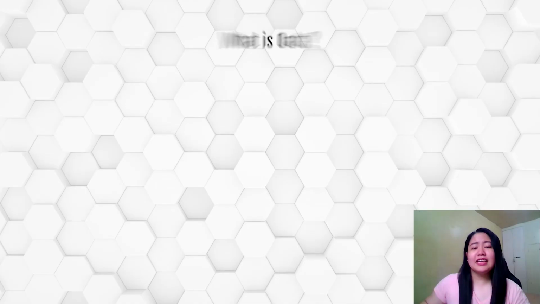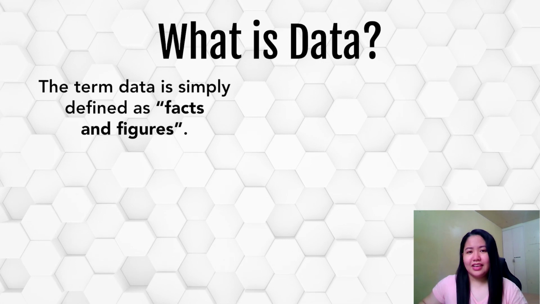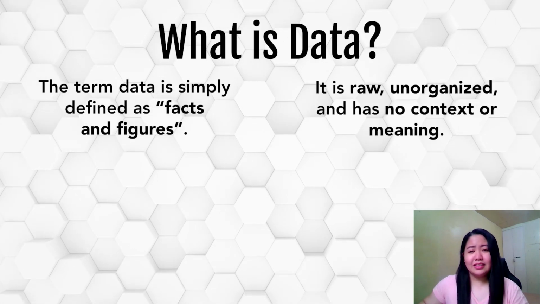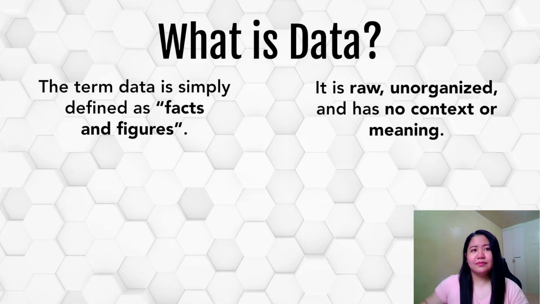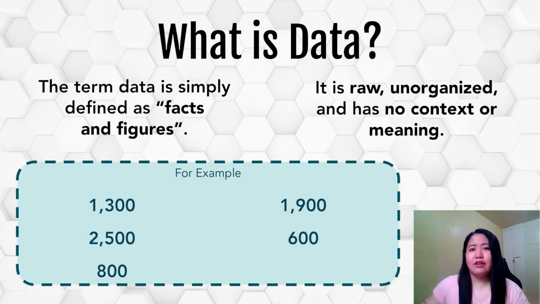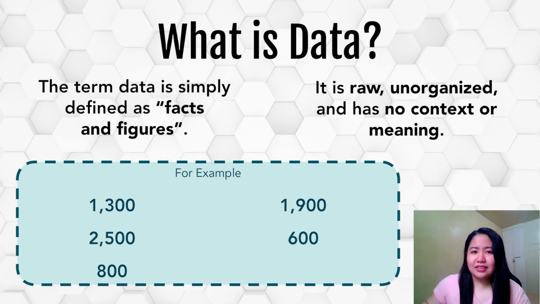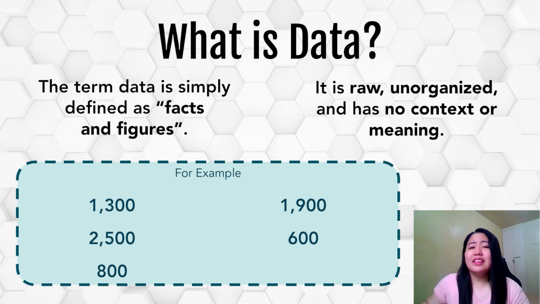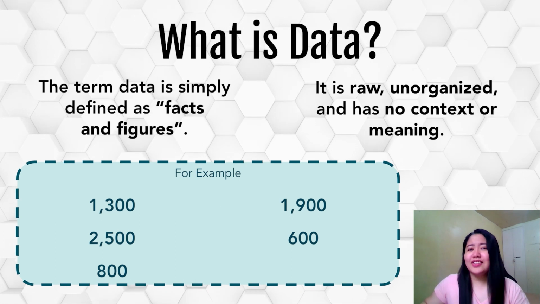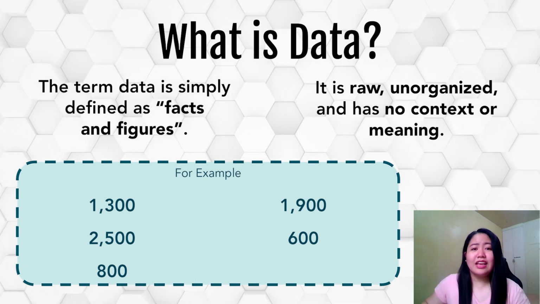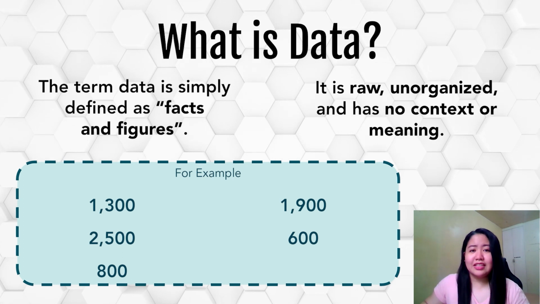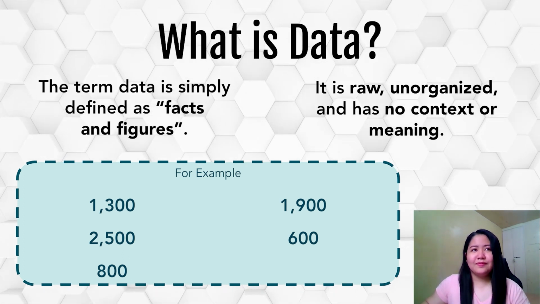What is data? The term data is simply defined as facts and figures. It is raw, unorganized, and has no context or meaning. To understand this further, let's take a look at these numbers. These numbers can represent anything from salaries, or maybe scores, or even prices of your favorite products. They can mean literally anything. As you can see, these numbers do not have any context unless we organize them and give them meaning.